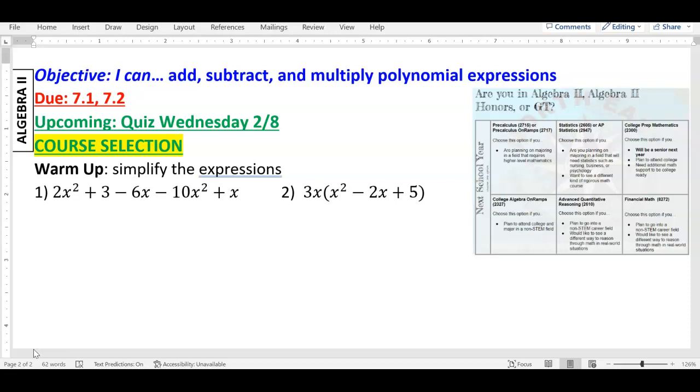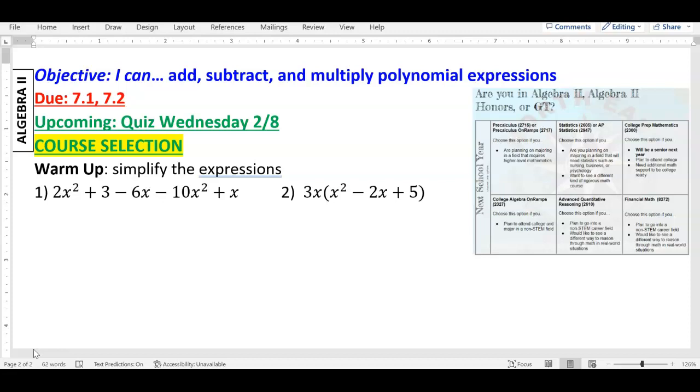Fun times. This warm-up is based on stuff you should have learned before, so hopefully this is a little review. But can you simplify these expressions? Now, if you look at number one, there's 5 terms. If I want to make that simpler, what am I going to do?